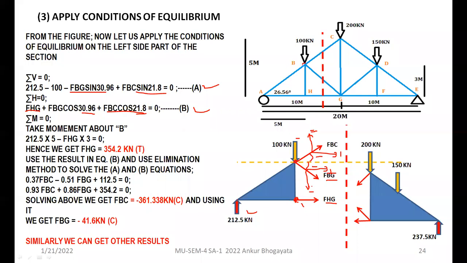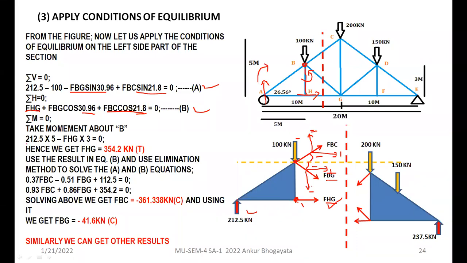This is the point B I'm highlighting right now, and I will take moment of all the possible forces about point B. So how many forces of which I can take moment? This is FHG, which is a horizontal force. So it is here, right? I can take moment. This is a distance, this is a force. It will give me anti-clockwise moment about point B. And this is my vertical reaction, so that will allow me to take moment about point B at a distance of 5 meters.